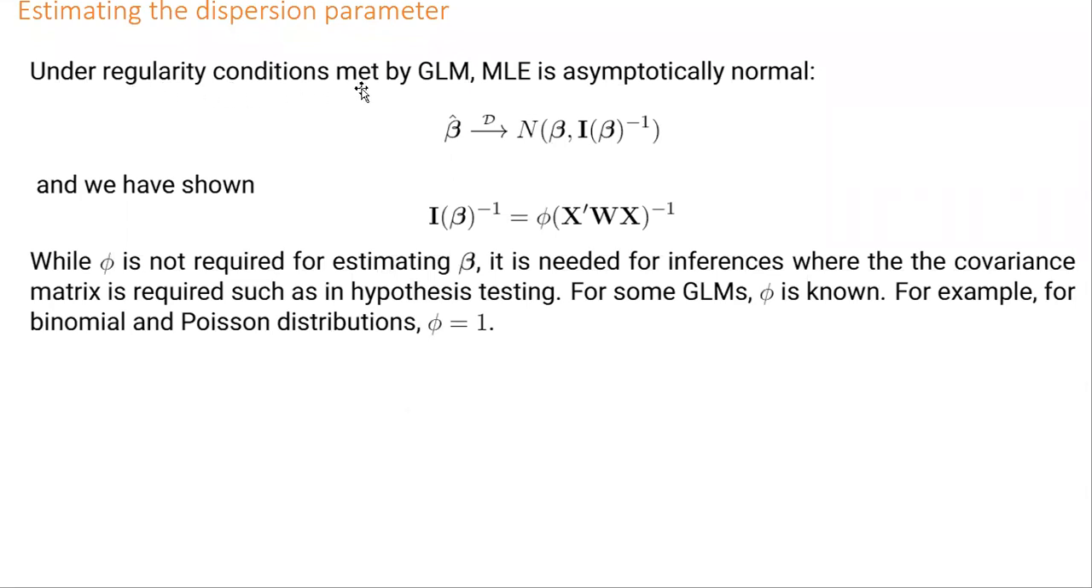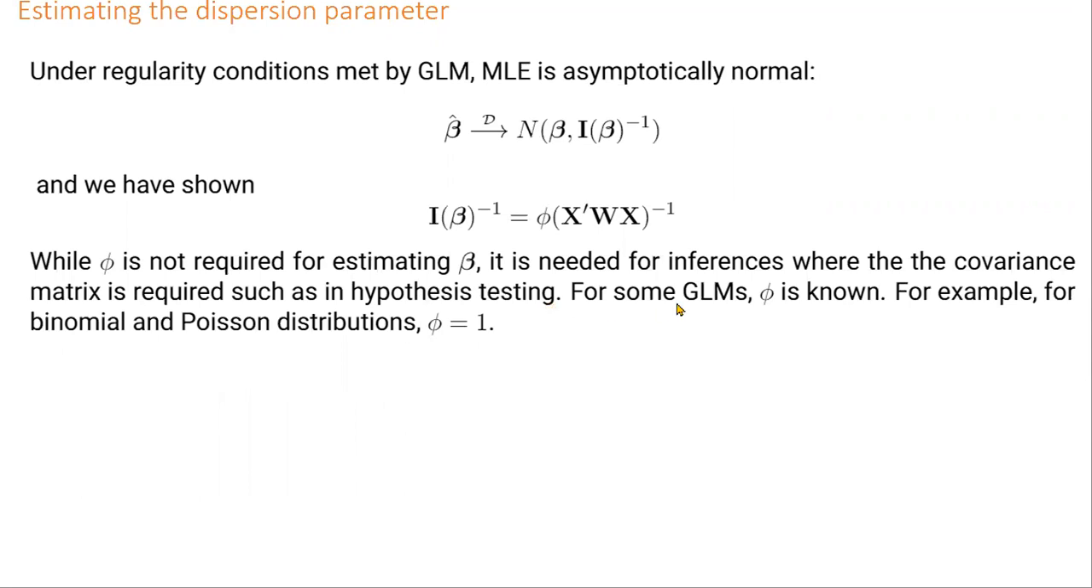All right, so under regularity conditions, which are met by the GLM, the MLE is asymptotically normal. This is a result you've seen from ST300 or 206. And we showed that the inverse of the information is this guy here. Now, this does involve the dispersion parameter phi. Although phi is not required for estimating beta, it is needed for the inferences where the covariance matrix is required, such as when we're doing hypothesis testing.